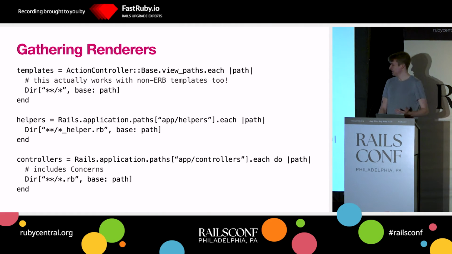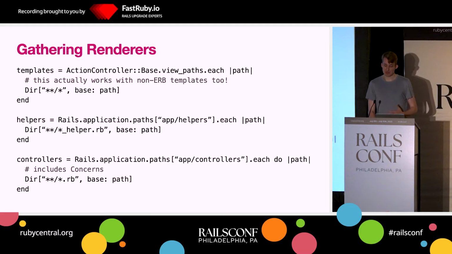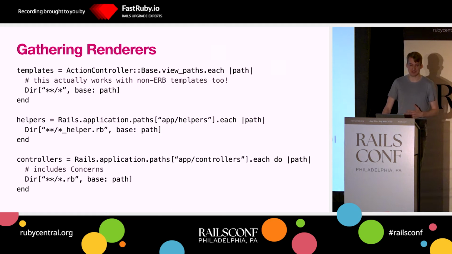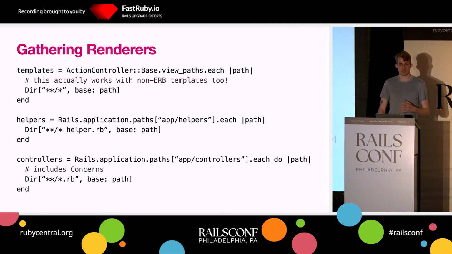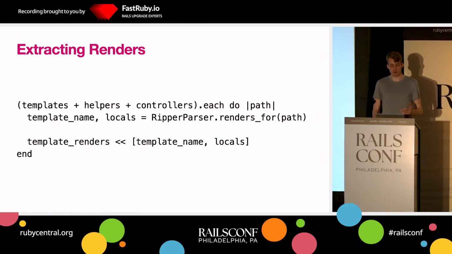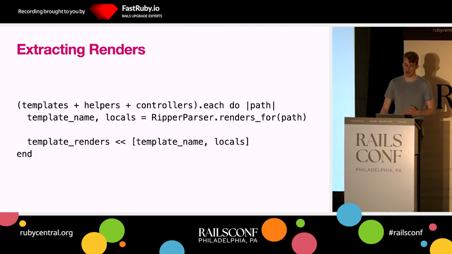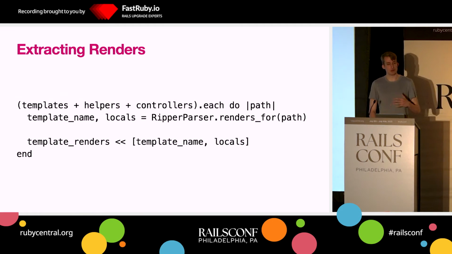The first thing it does is it gathers all of the view templates, view helpers, and controllers in the application. The templates are found using ActionController::Base's view paths, while controllers and helpers are found using the application's paths object. Then it uses the Ripper parser I mentioned before to parse the render calls for each of those files. And when parsing these renders, it stores the name of the template being rendered along with the local variables used as well.